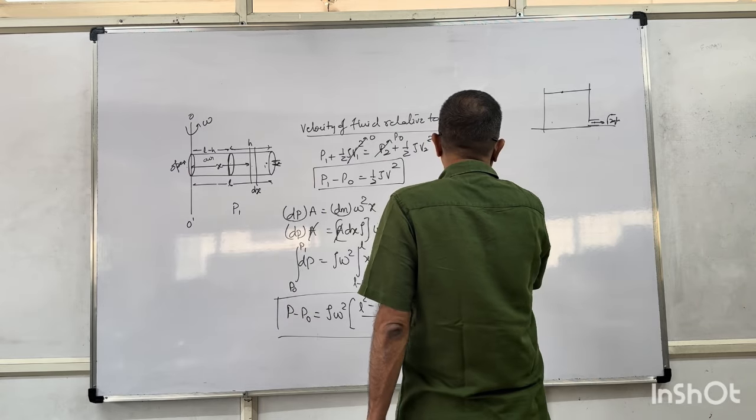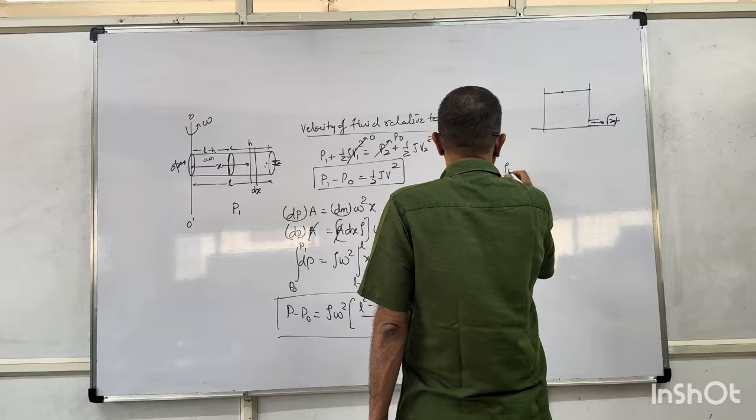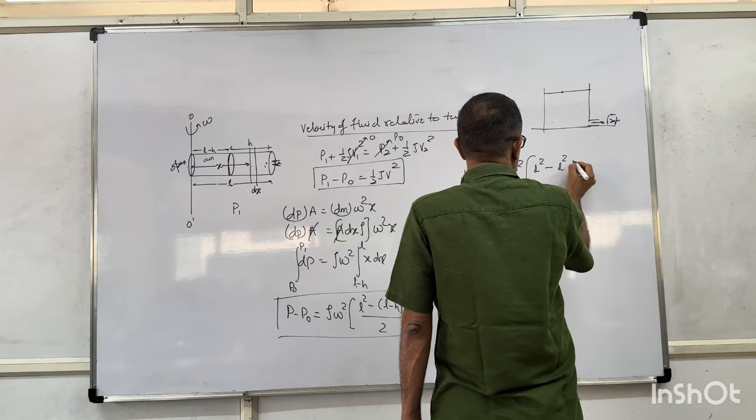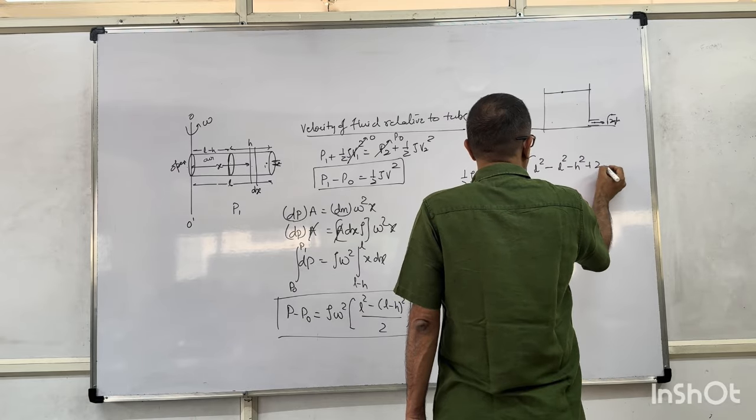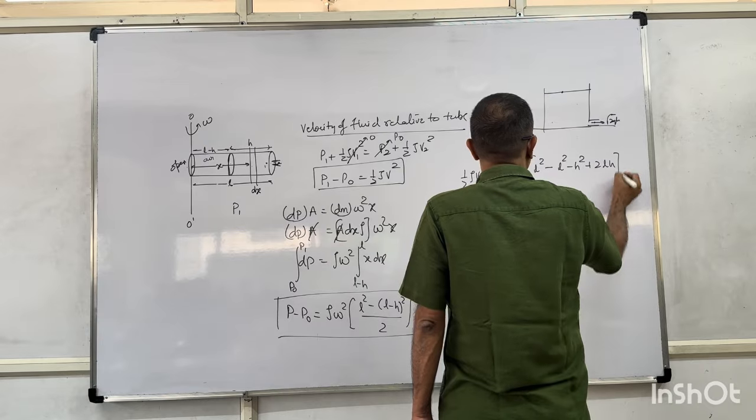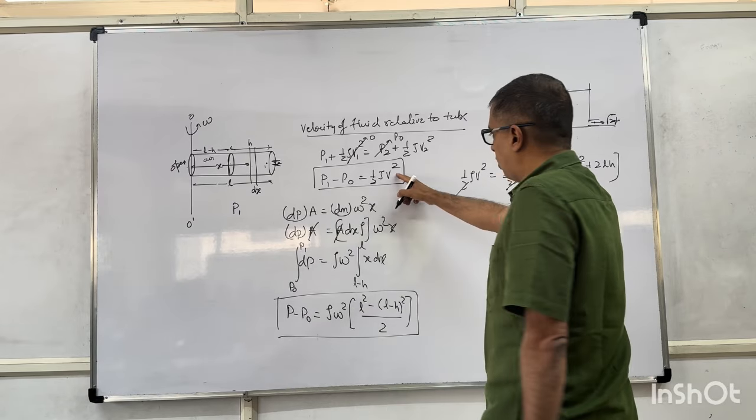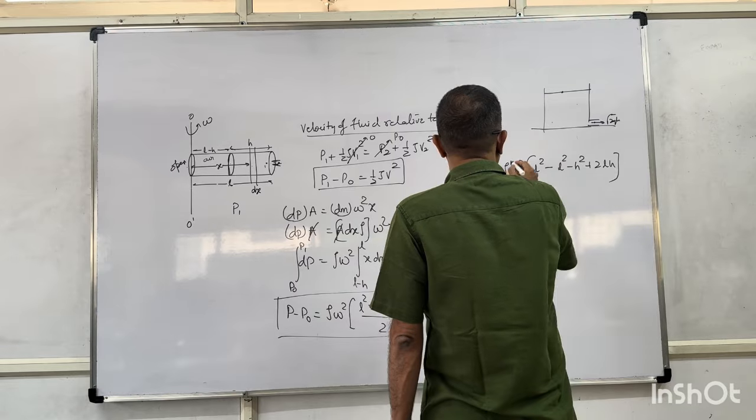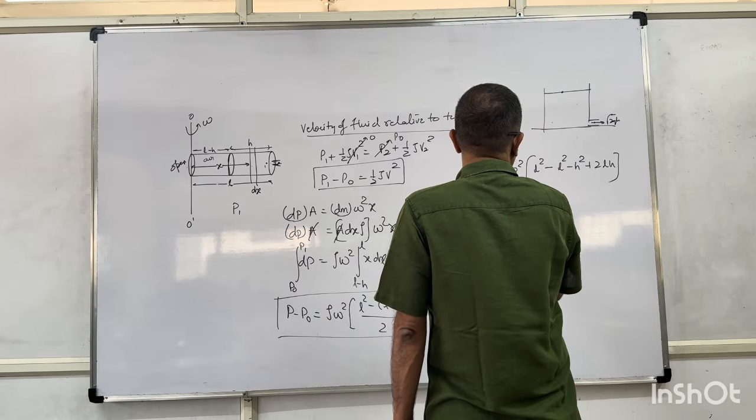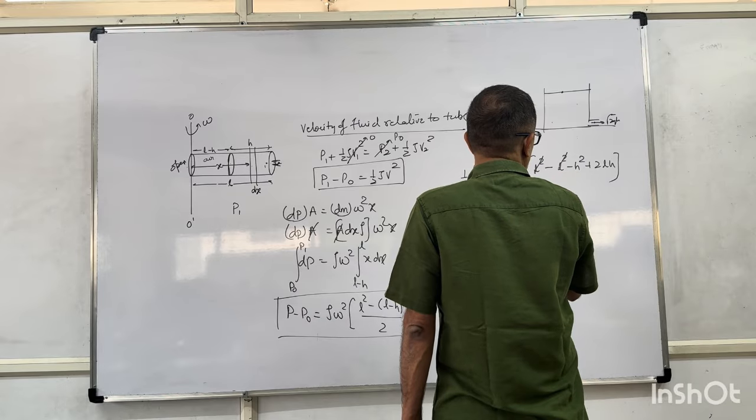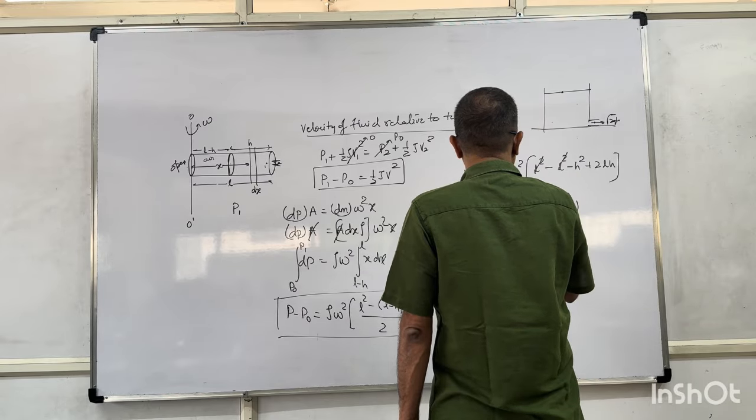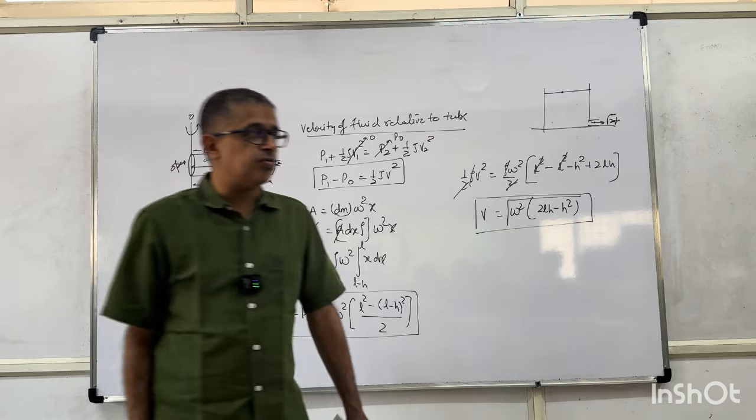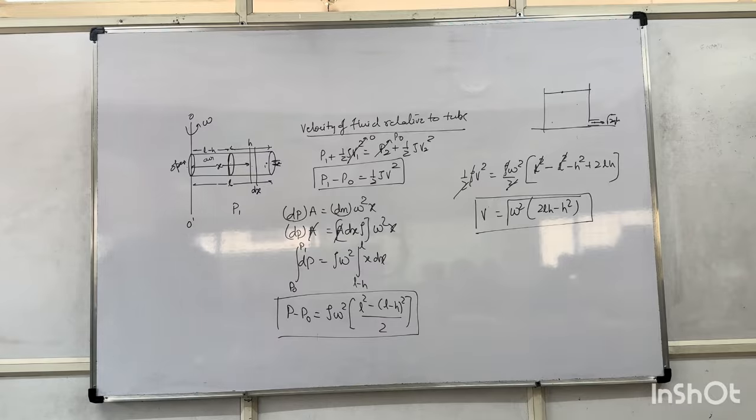Equate both of them. Half rho V square is rho omega square by 2 times L square minus (L square minus 2LH plus H square). 2 and 2 go, rho and rho go. V square is omega square into (2LH minus H square). V will be the square root of this. This is the velocity of the fluid with respect to the container.